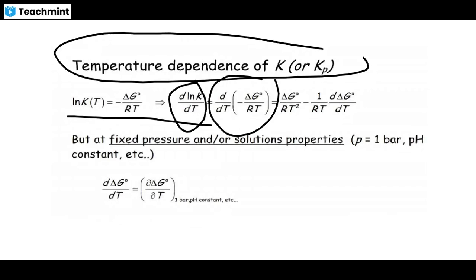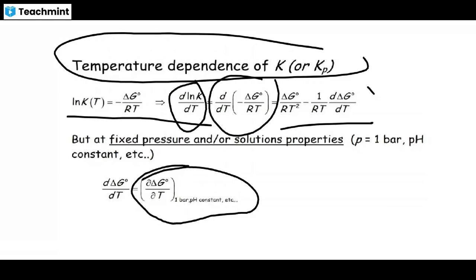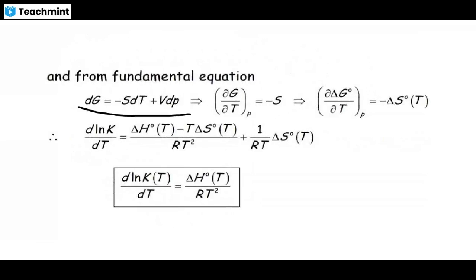Here they used the UV formula. If you differentiate this, you get this. But at a fixed pressure and fixed solution properties, pressure equal to 1 bar, pH constant, etc., we define this at a fixed 1 bar, pH constant, etc. So this is from the fundamental equation. If you differentiate with respect to temperature at constant pressure, you get minus entropy, the same for Gibbs free energy.